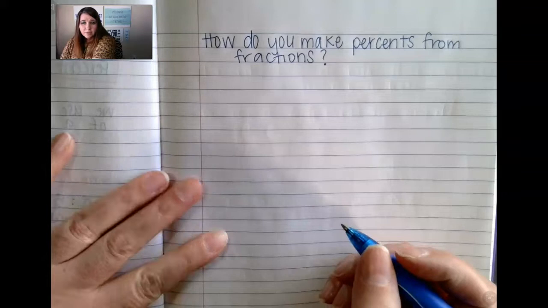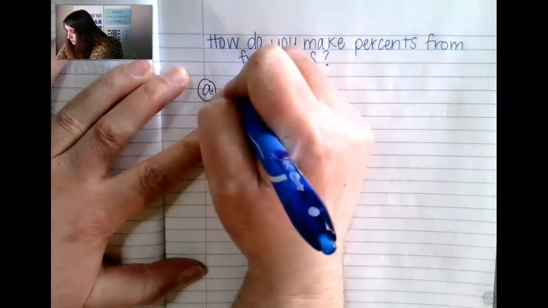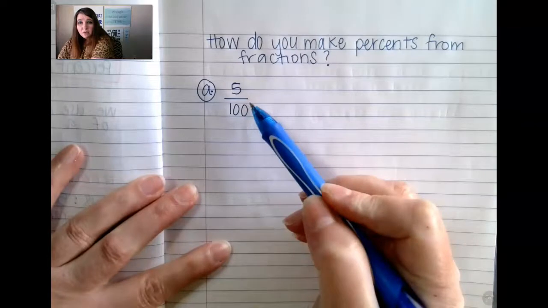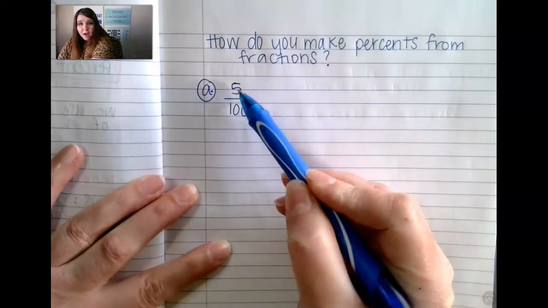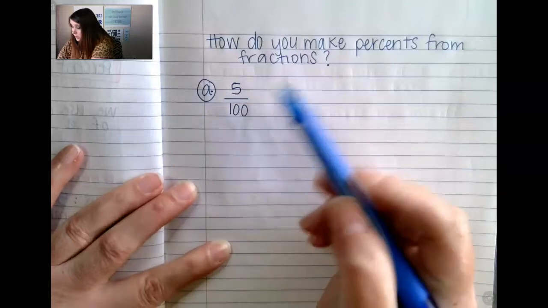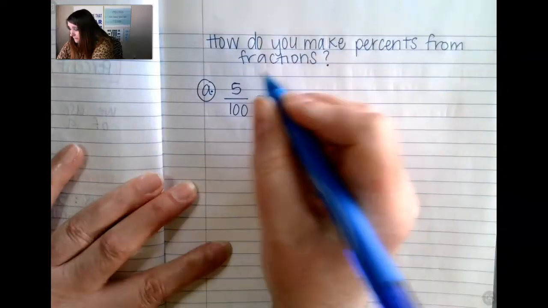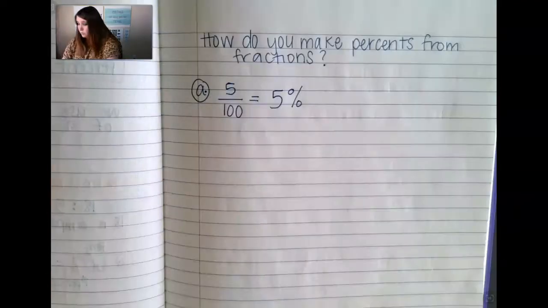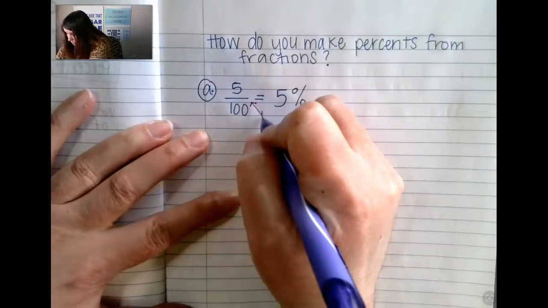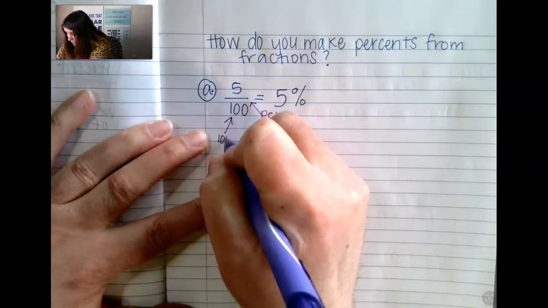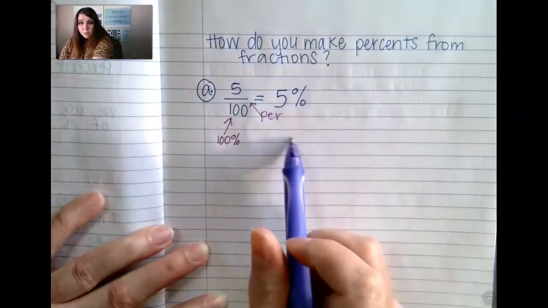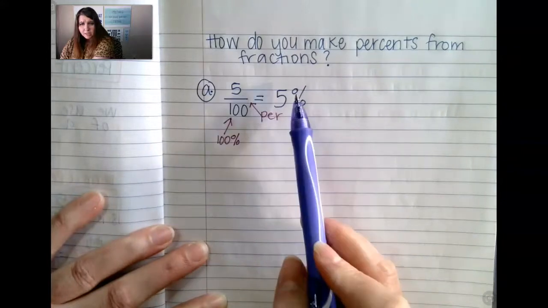Let's start with a fraction over 100. So if I had a fraction like this, 5 out of 100, I know that the word percent means per 100. So this says 5 per 100. So I would just turn this into a percent by taking the 5 and adding a percent sign to it, because it really is saying per 100. So 100 is our whole, and we know 100 is our percentage. So when we write this, we're just writing 5 out of 100 is equal to 5%.